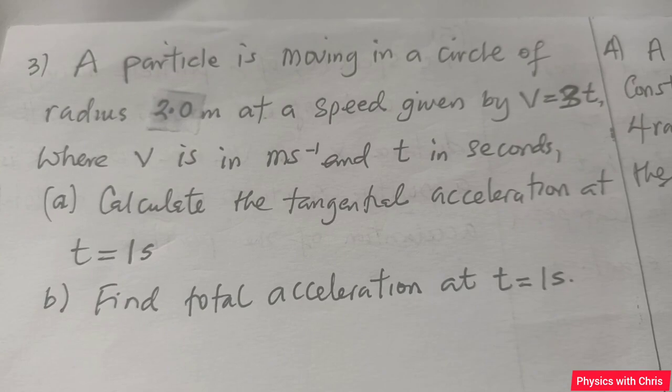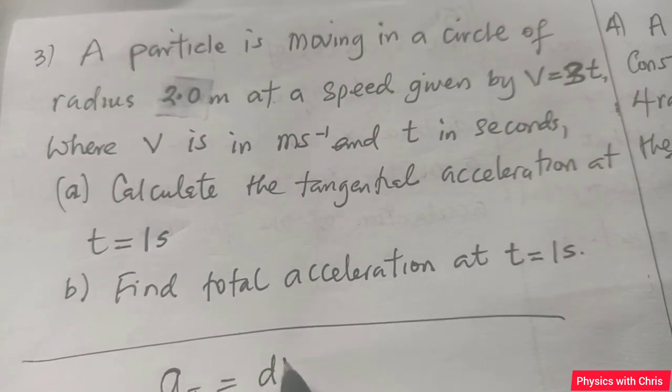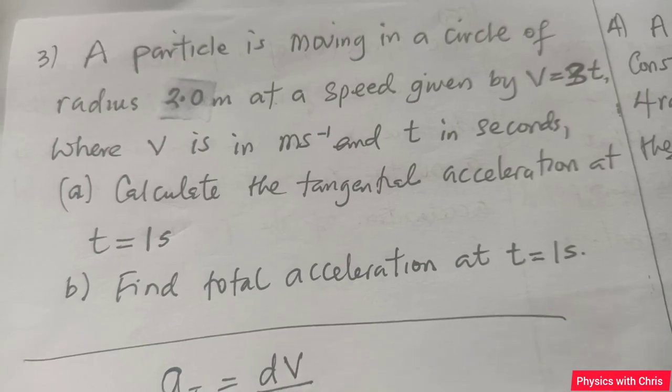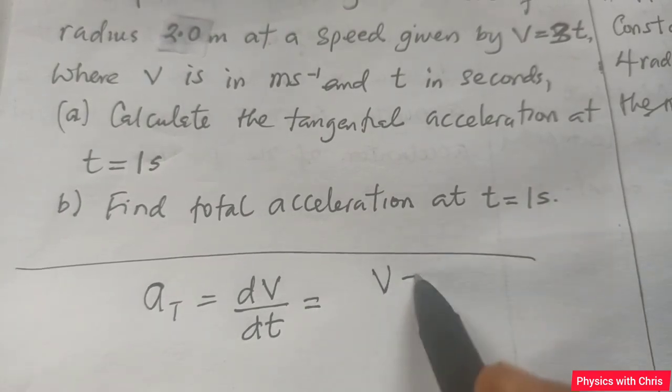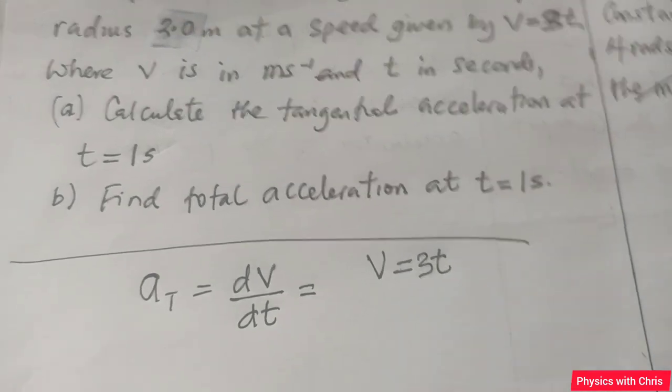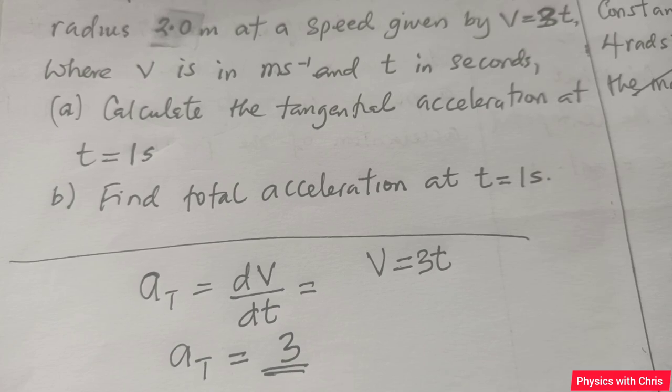We'll also find the total acceleration after 1 second. So what's the tangential acceleration of this particle? First of all, we need to note that the tangential acceleration is given by differentiating the velocity, change in v with respect to time. Since v is given as 3t, differentiating v with respect to time gives our tangential acceleration. That is 3, because differentiating 3t gives you 3. Differentiating t is 1.